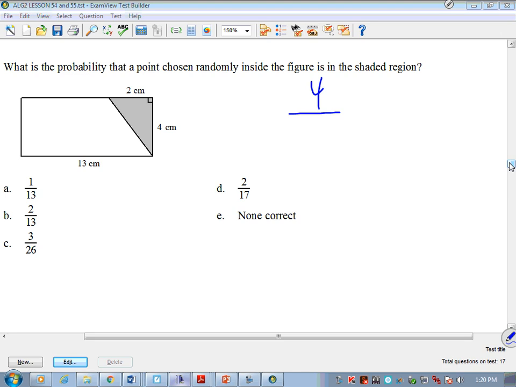Base times height, right? It's not a prism. So what's my base and my height here? 13. What's 13 times 4? 52. All right, well, that seems like it'll probably simplify to what? Maybe like 1/13th? 1/13th. So my probability of throwing a dart and hitting that shaded region is 1 in 13.